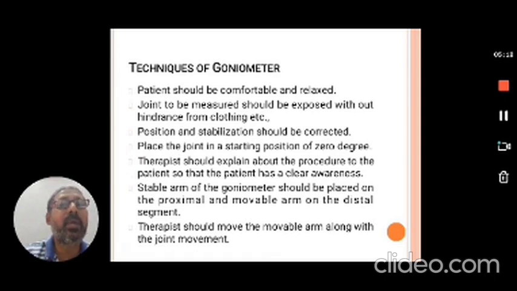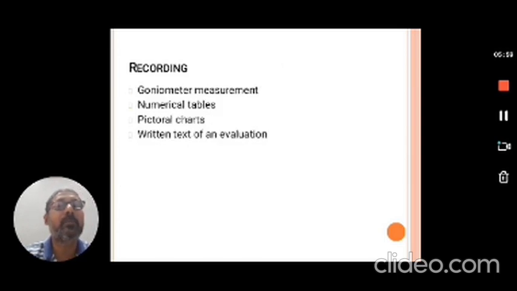These are the techniques which have to be kept in mind before applying the goniometer on a patient. The patient should always be kept in a comfortable and relaxed position. The joint to be tested or measured should be exposed without hindrance from clothing, etc. Position and stabilization should be corrected. Place the joint in the starting position of 0. The therapist should always explain the procedure to the patient so that the patient has a clear awareness of the movement or the joint which is going to be tested. The stable arm of the goniometer should be placed on the proximal segment and the movable arm on the distal segment. The therapist should move the movable arm along with the joint movement.